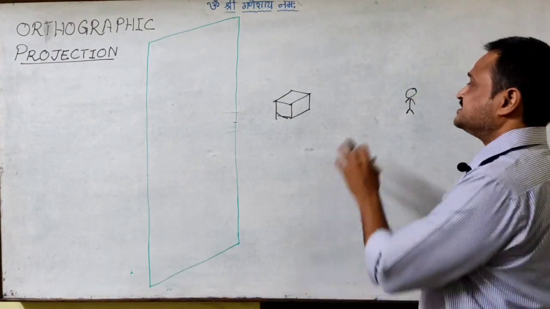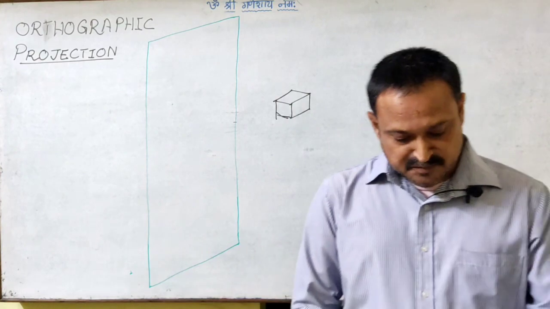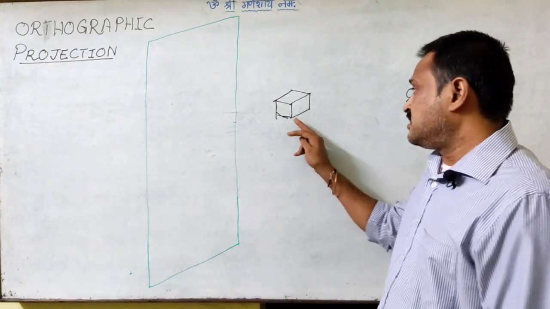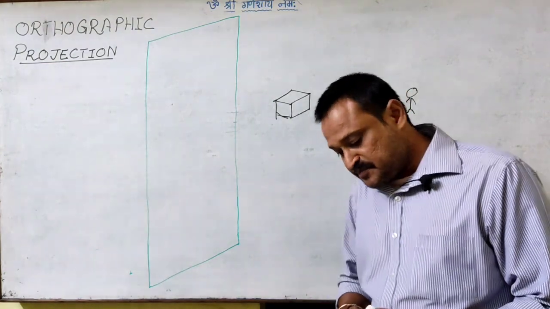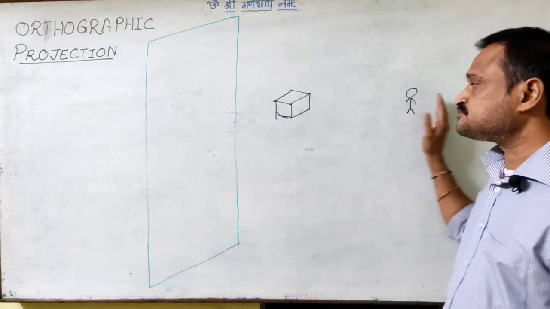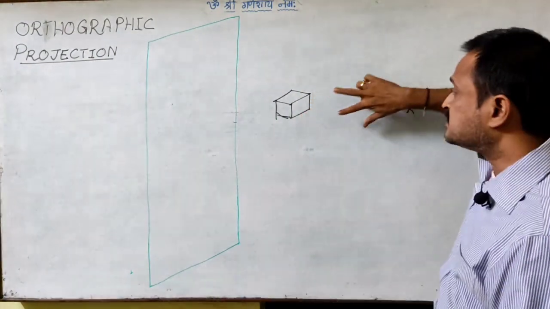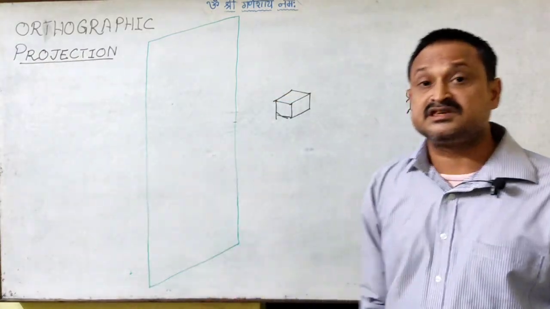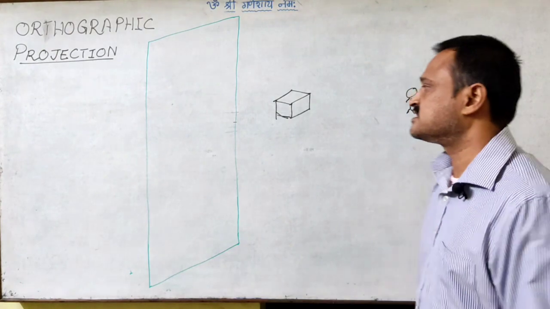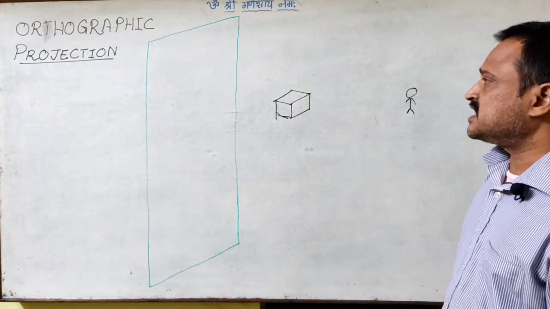Now infinity means the distance of the observer from the object is quite large, or the dimensions of the object are quite negligible as compared to the distance of the observer from the object. So that we will be referring to as infinity. Then only these light rays or the sight rays or the projectors will become parallel to each other and they will be perpendicular to the plane on which we are taking the image.